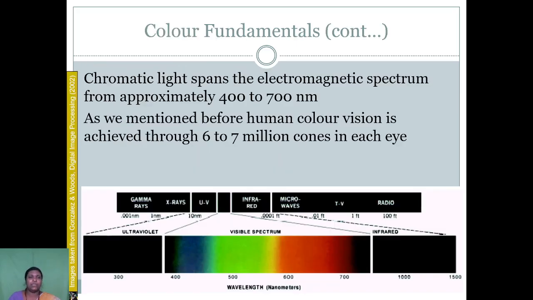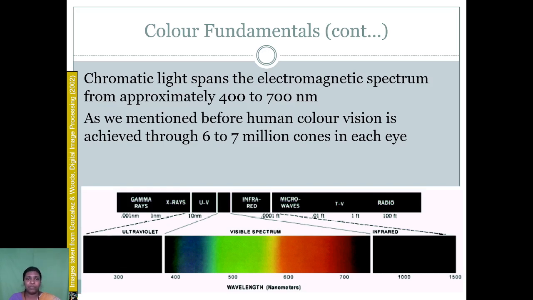And the next one, the basics. We are going to learn about some of the basic color fundamentals. And what are the color fundamentals? We have gray, or black and white, and we have red, green, blue. This is RGB. Chromatic light spans the electromagnetic spectrum from approximately 400 to 700 nanometers.